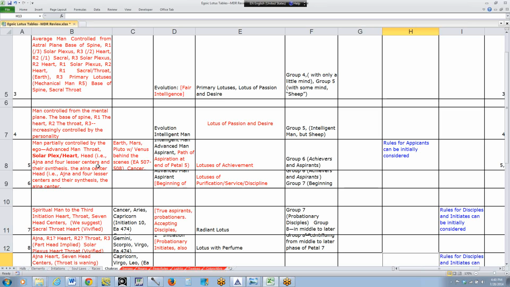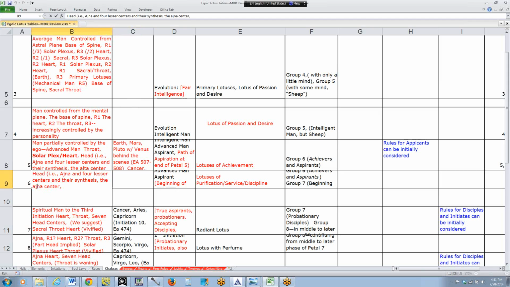We can look at this as the ajna and the 4 lesser centers and their synthesis, the alta center. And that has to be understood. Because advanced man has to be directed by the ajna center, but it's not the many-petaled lotuses. It is simply the personality directing center. So there's various ways to make this combination depending on the rays of the advanced man, but the throat center is very important. Something for the drive and the desires, so solar plexus and heart, and then either substituting the 4 lesser centers and their synthesis, the alta, or just looking at the ajna as directing the entire process.